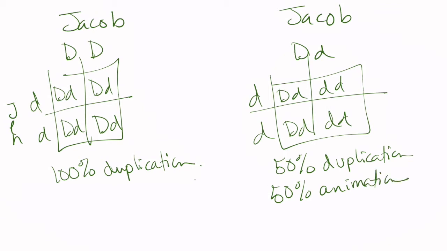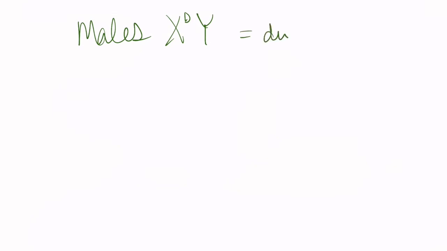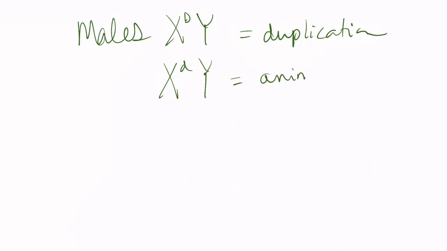Okay, so that's pretty much it for this example. However, some of you are going to have some scenarios that are X-linked or sex-linked traits. So just if this was a sex-linked trait and not just autosomal, let's write that out. So remember, males are XY, right? And if a male is going to have the trait of duplication and it's X-linked, meaning it's on his X chromosome, he would have to have a dominant allele to have duplication. Okay, if a male had a recessive trait, it would be animation.